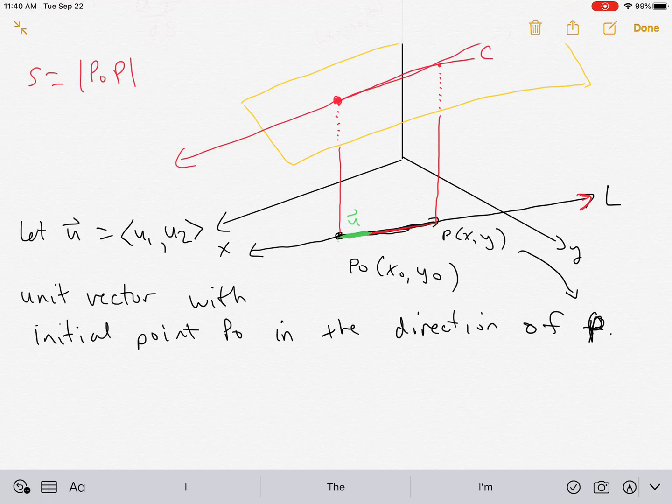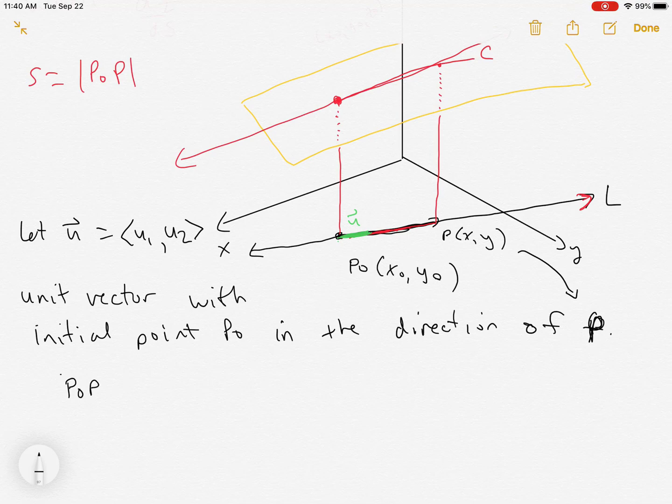So what's important to note here is that the vector P naught P, the vector that goes from P naught to any P, is equal to this distance parameter times U. If you look at this picture up here, this is saying P naught P is just equal to U times whatever distance brings it out to P. And that distance is in terms of S. Okay.